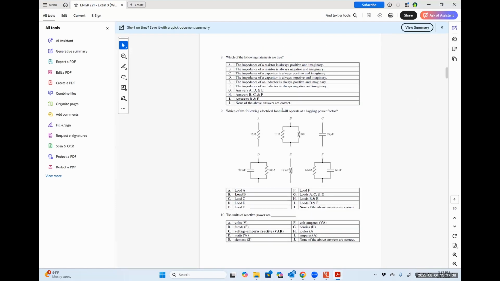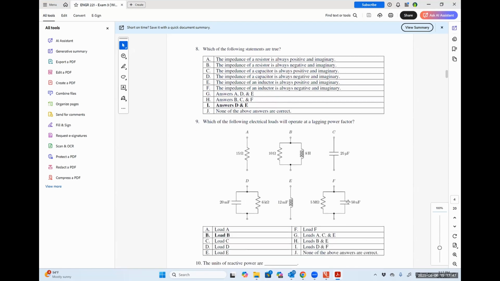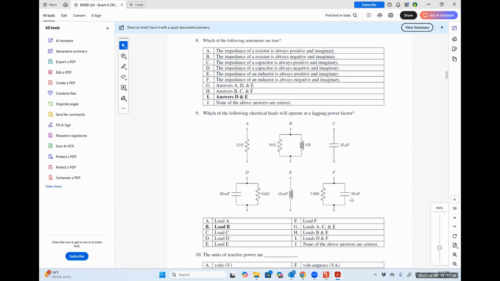Yeah, like this one right here. Which of the following loads will operate at a lagging power factor? So based on what we just talked about, and I know that I have the correct answer highlighted, but why is B correct? Anybody care to take a stab at it?